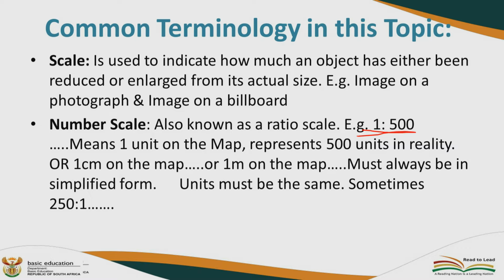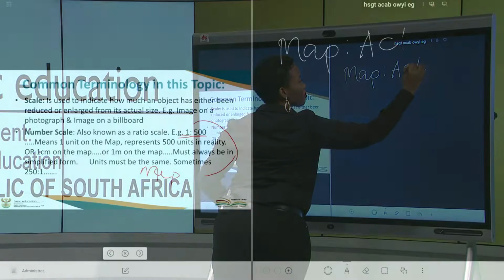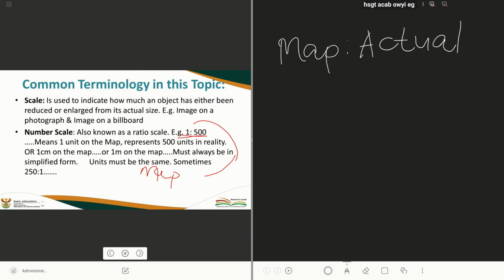What you need to know is that the way a scale is written like this, it is always the map distance. Let me write this side. It is always the map distance is to the actual distance. So it's always your map distance is to your actual distance.